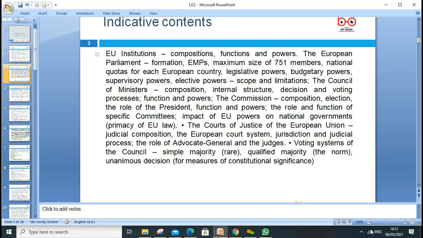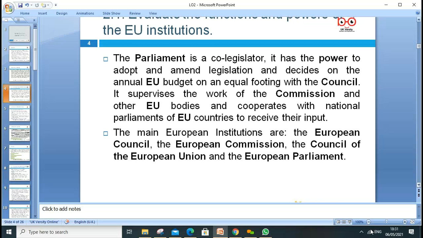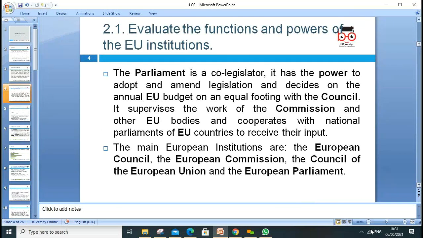Today's lesson indicative content: we'll discuss EU institutions, composition, functions, powers, Parliament, MEPs, maximum size 751 members, national quotas for each country, legislative powers, budgetary powers and ministers. These are the key things, as well as the Court of Justice of the European Union, its composition, court system, jurisdictions, the numbers and the voting, the majority and the qualified majority decisions. That will all be in our discussion.